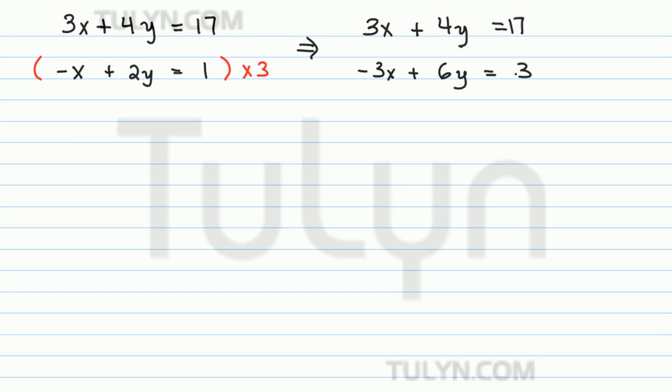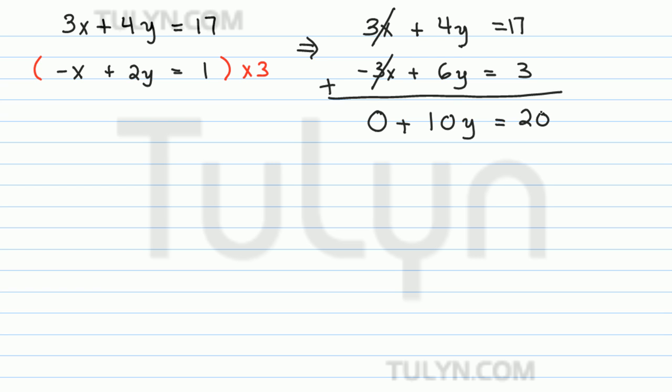Remember, you have to multiply both sides of the equation by 3, because if not, then you'll technically be changing the equation, which is not what we want to do. So now, let's add these two together. The positive 3x and the negative 3x are going to cancel out and give us a 0. And then here we get 10y equals 17 plus 3, which is 20. So now our new equation looks like 10y is equal to 20.